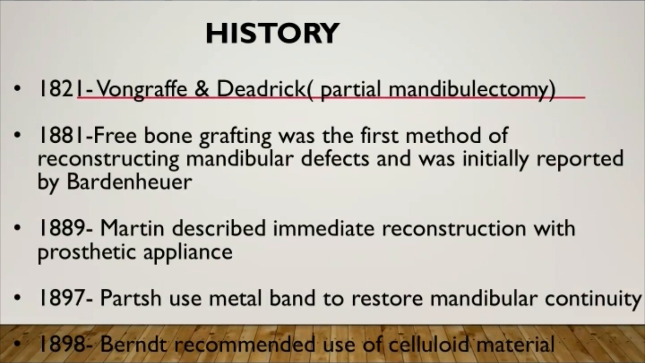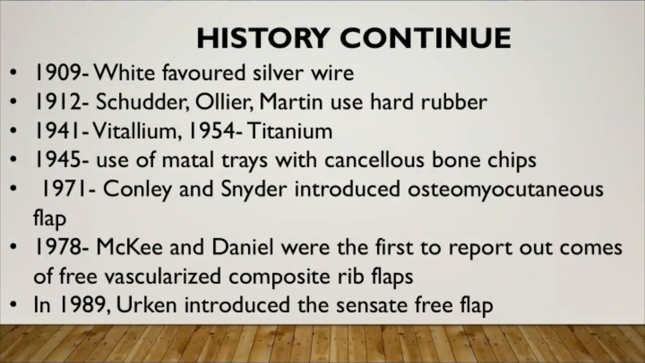History-wise, in 1821, von Graefe and Dieffenbach first performed the partial mandibulectomy. Then in 1881, free bone graft was the first method of reconstructing mandibular defect and was initially reported by Von Hewer. In 1889, Martin described immediate reconstruction with prosthetic appliances. In 1897, Partsch used metal bands to restore mandibular continuity, while in 1898, Bardenheuer recommended use of celluloid materials. In 1909, white silverware was used. Shadwa, Olia, and Martins used hard rubber.